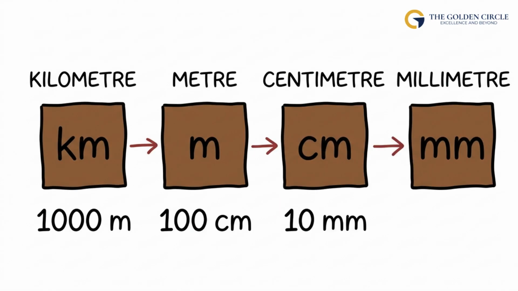Here's the full chain, so you never forget it. 1 kilometer equals 1,000 meters. 1 meter equals 100 centimeters. 1 centimeter equals 10 millimeters.